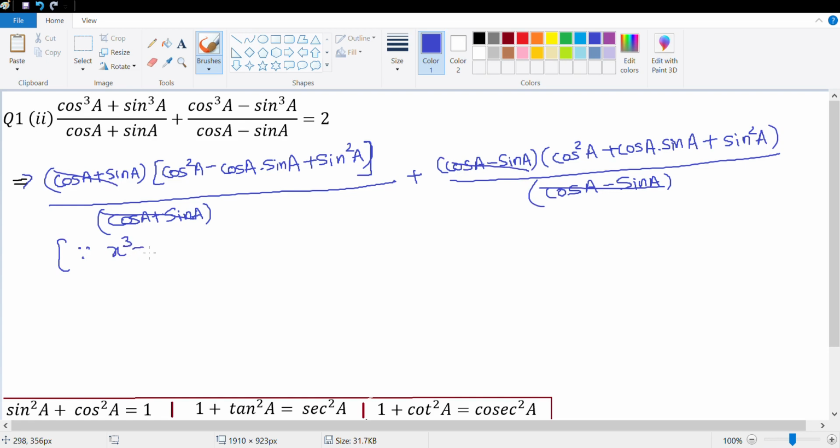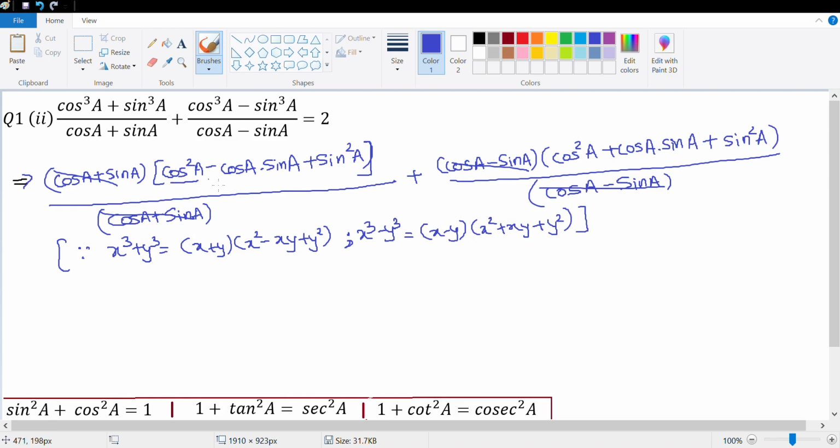Since x cube plus y cube is equal to x plus y multiplied with x square minus xy plus y square. We did this in our algebra, so that's what I'm applying here. And the second thing I did was x cube minus y cube is equal to x minus y times x square plus xy plus y square. Perfect.